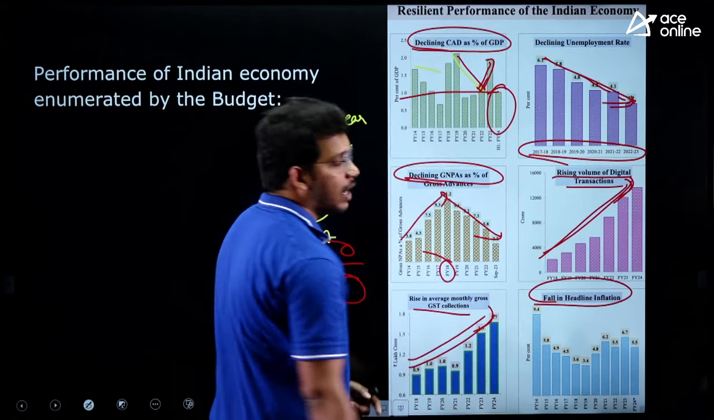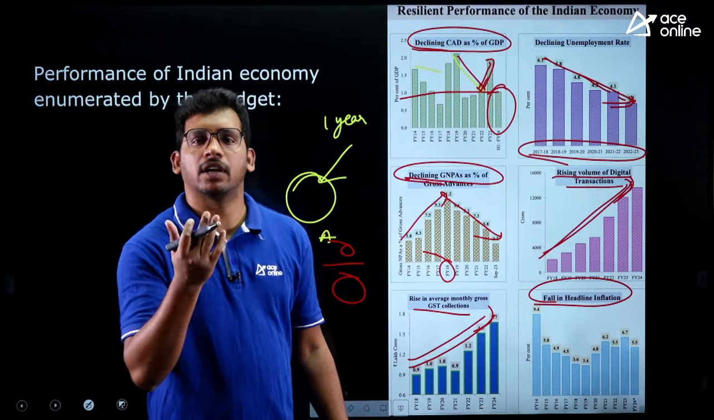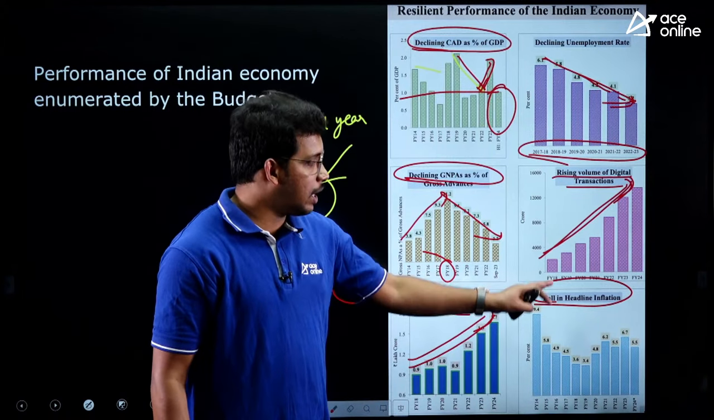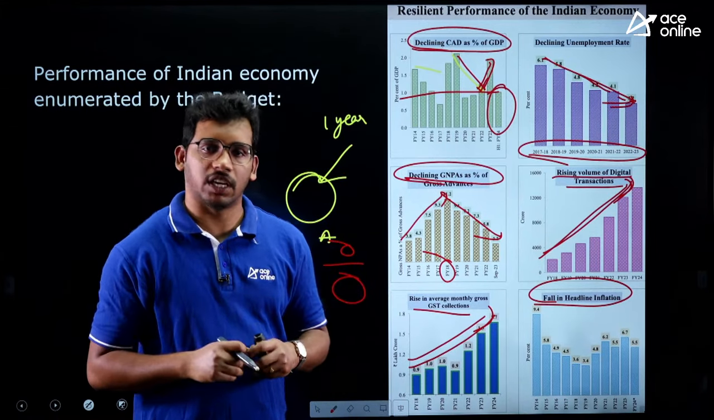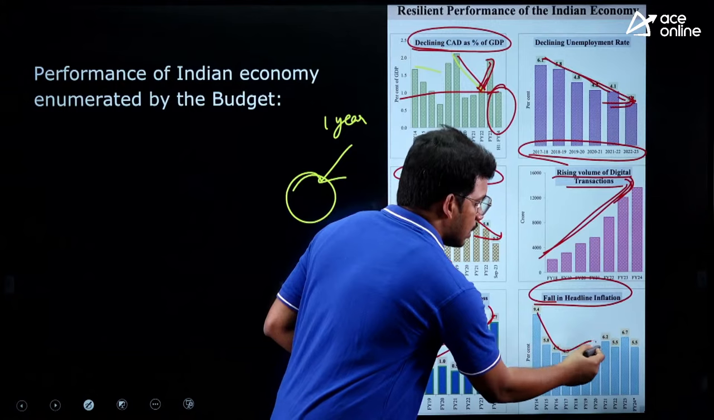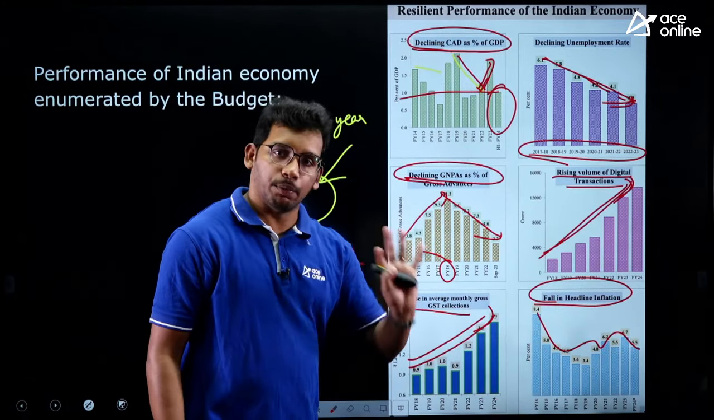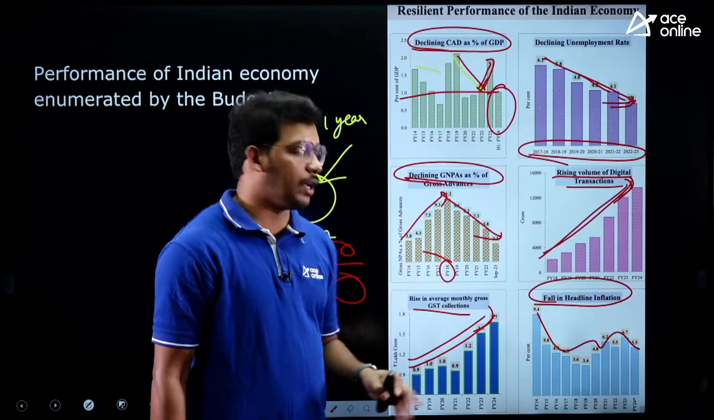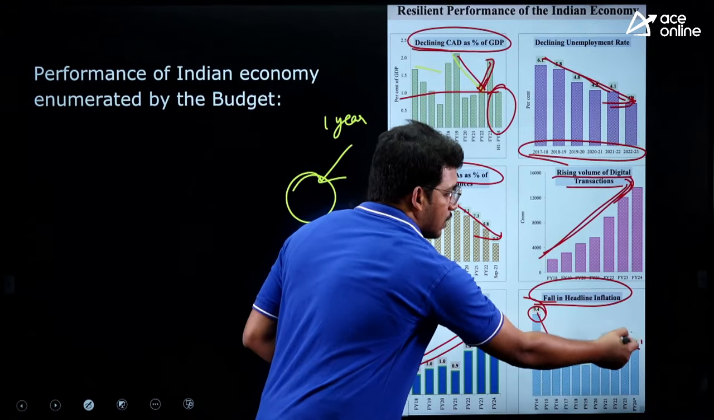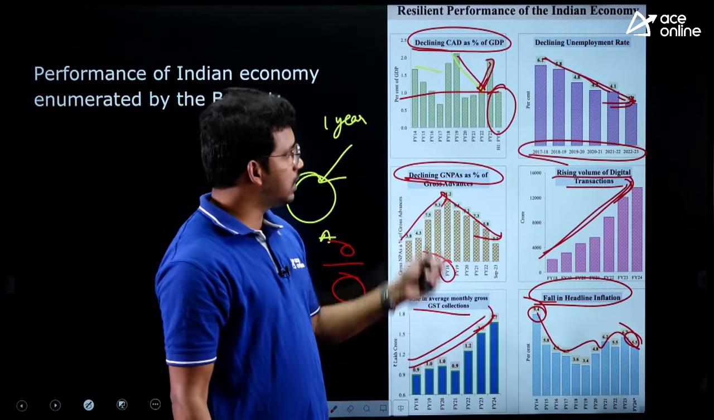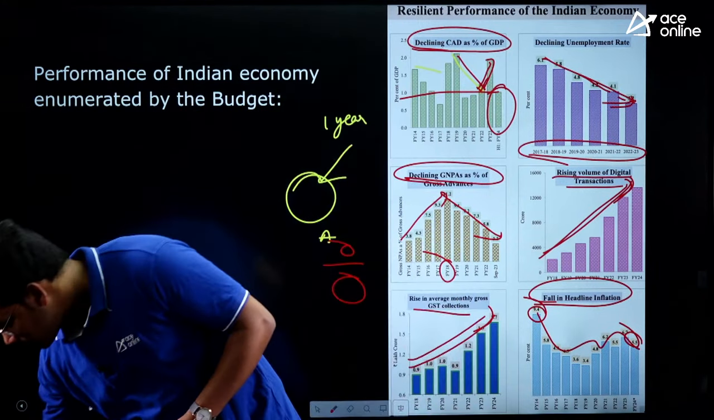Finally, fall in headline inflation. Core inflation means excluding the volatile goods like food, petroleum and all. Headline inflation means combining all the items that our economy takes care of. Here, headline inflation is still fluctuating, so this is not a good sign. The government is saying that we will improve it. The target is 4 plus or minus 2. In 2014, it was very high. Now it is around 5.5%. So these are the statistics which are very important for our exam. Any doubts in this?